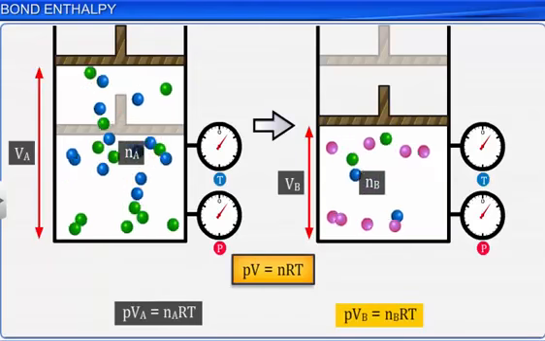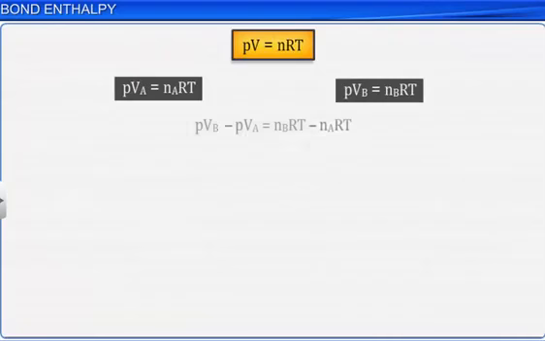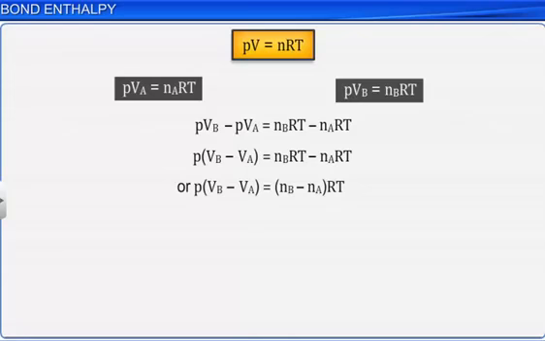Thus, PVB minus PVA equals NBRT minus NART, or PVB minus VA is equal to NB minus NART. That is, pressure P multiplied by change in volume, delta V, equals change in number of moles of gas, delta N, times RT. Note that delta N is the number of moles of gaseous products minus number of moles of gaseous reactants.